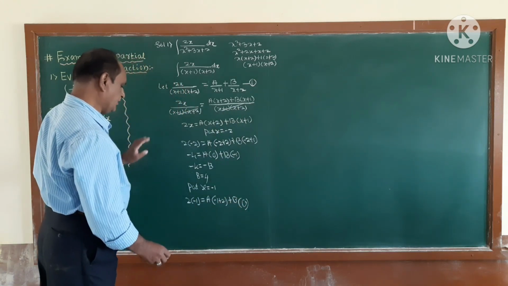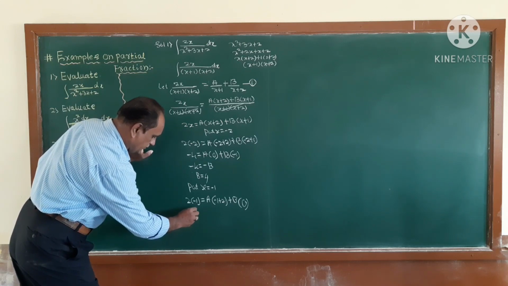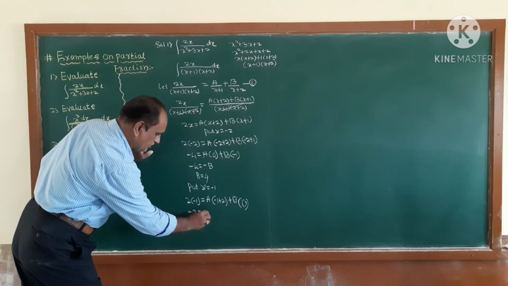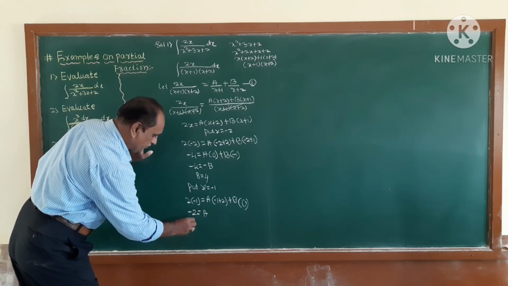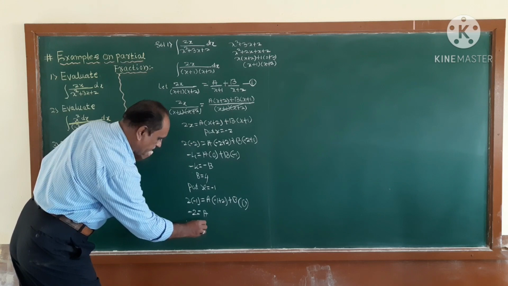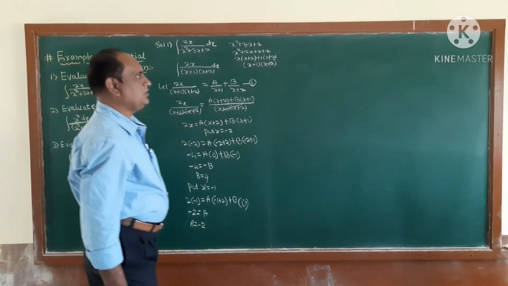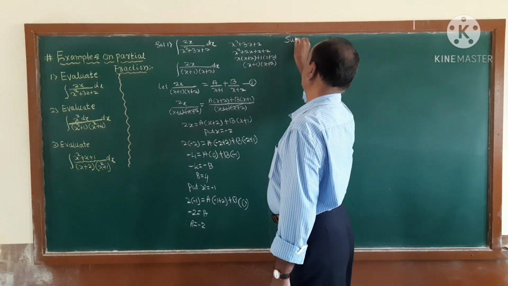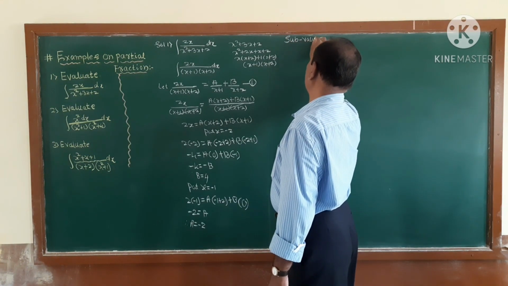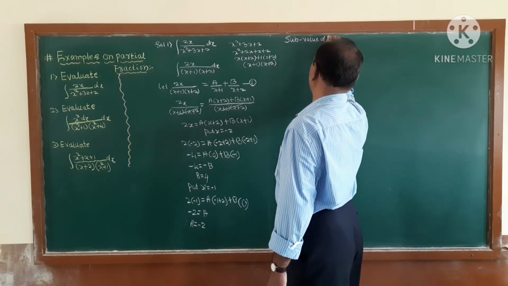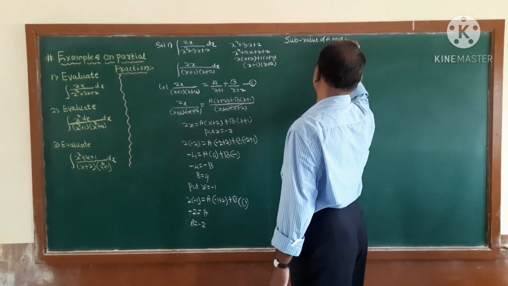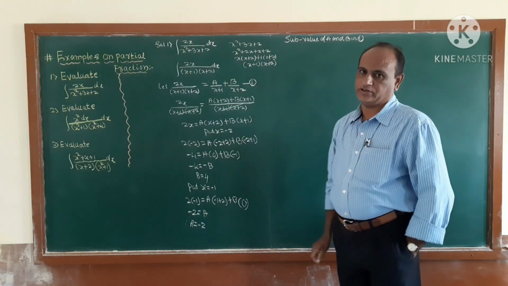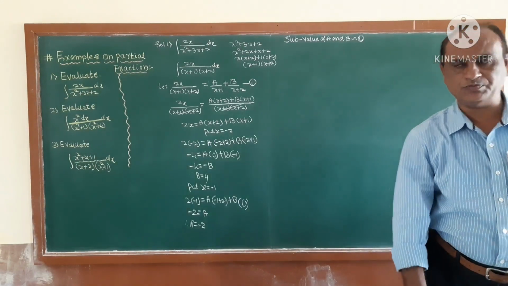Then come to the next important step: -2 = A(-1 + 2), which means simply A. Therefore the value of A is -2. Substitute the values of A and B in equation number 1.